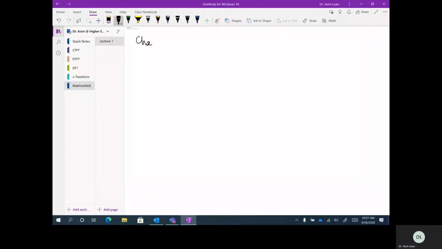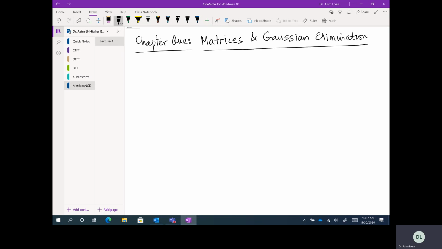Chapter 1 is on matrices and Gaussian elimination. This is from Linear Algebra and Its Applications by Gilbert Strang.